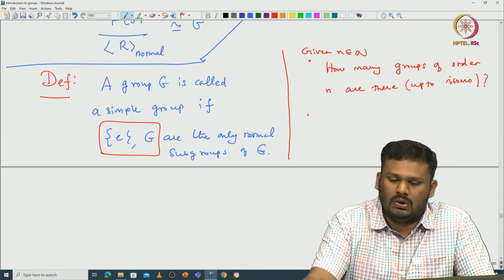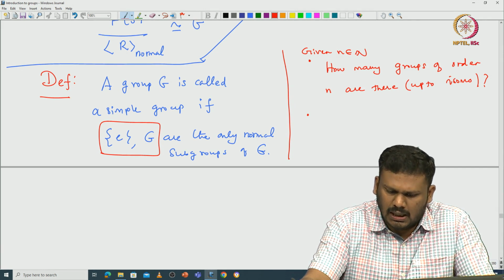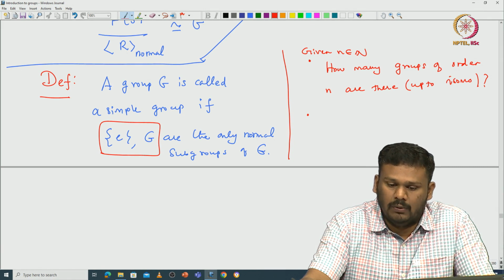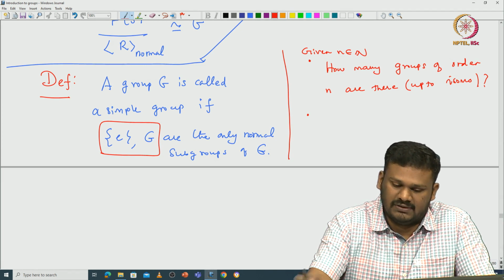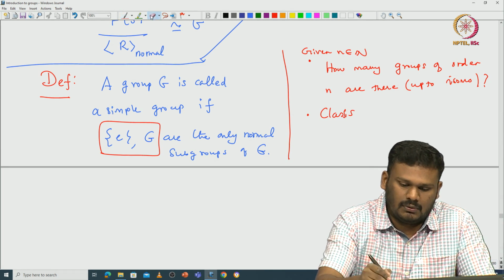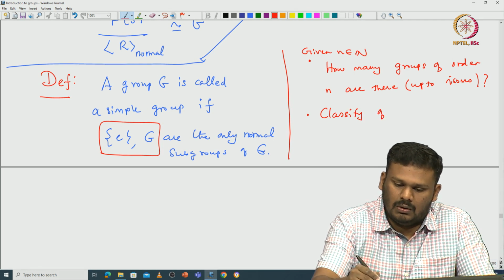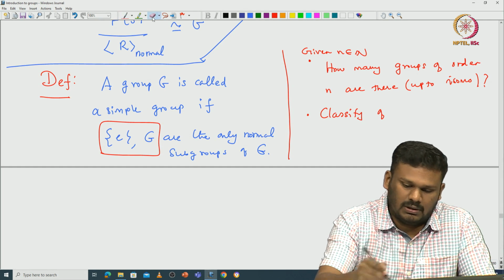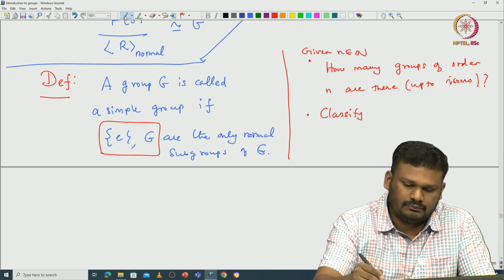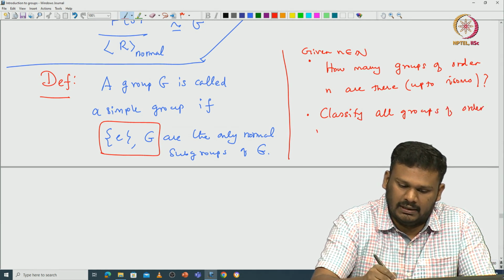Because we know that this has a finite answer, one can immediately ask how many groups of order n there are up to isomorphism. Can you classify, can we classify all groups of order n up to isomorphism?